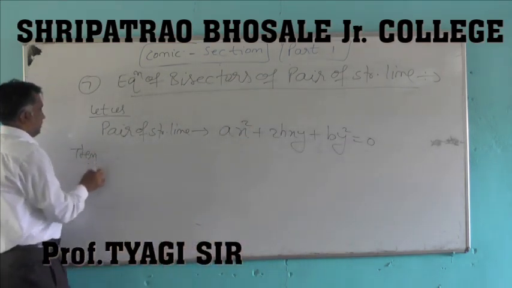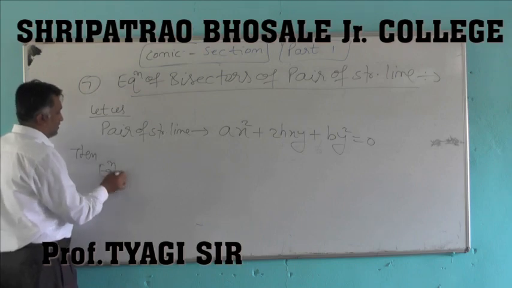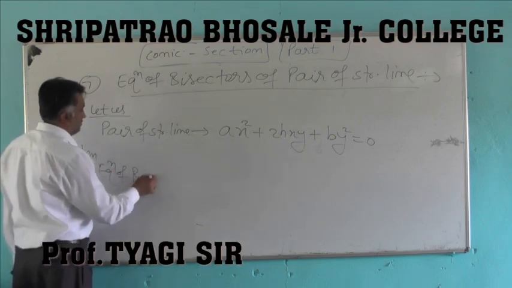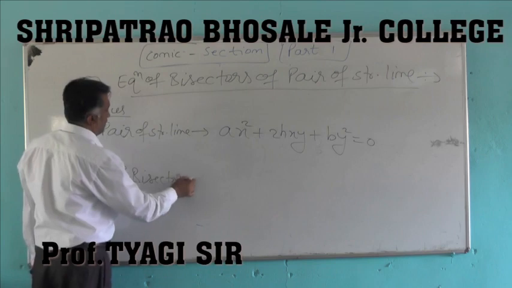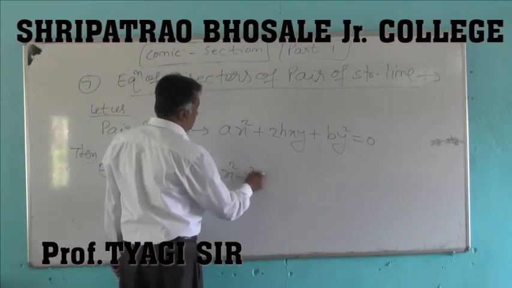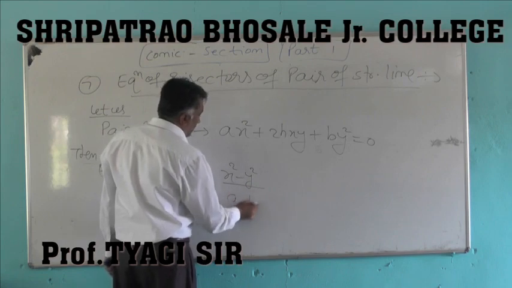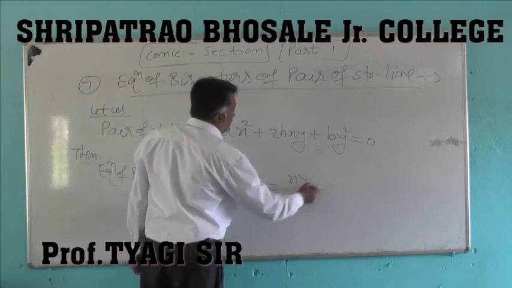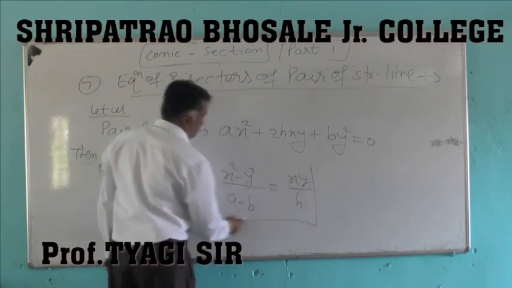Then the equation of bisector is x square minus y square upon a minus b equal to xy upon h.